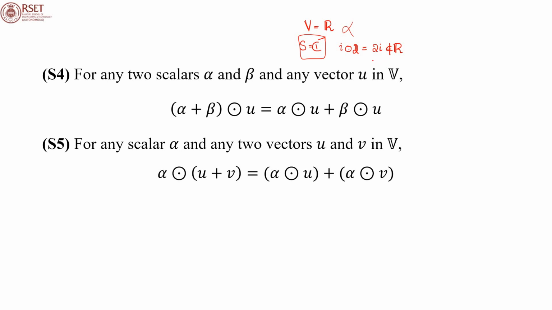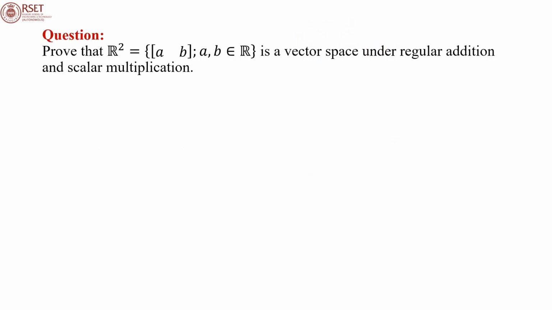So the set of scalars we consider is also very important. If the set of scalars we consider are complex numbers, we call the vector space a complex vector space. And if the set of scalars we consider are real numbers, the vector space is called a real vector space. Let us see the first example.